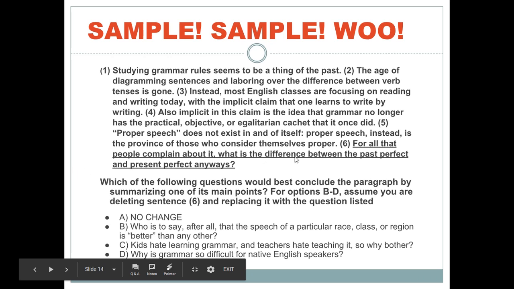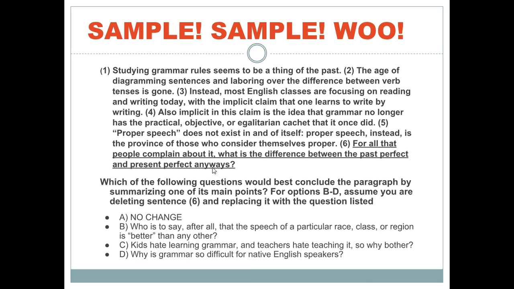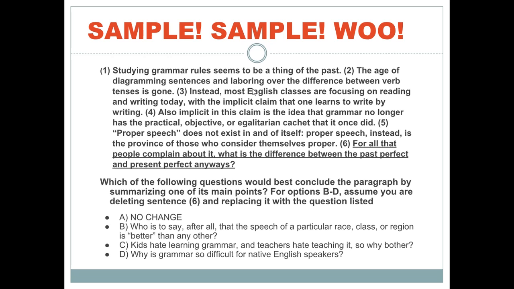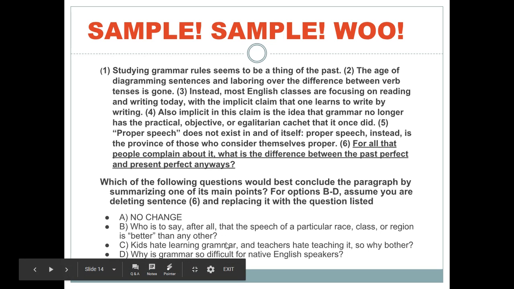For all that people complain about it, what's the difference between the past, present, and present perfect? That doesn't really seem to summarize that whole main idea. That's just like an example of differences between tenses. Option B, who's to say, after all, that the speech of a particular class, region, or race is better than any other? Yeah, that does seem to agree with the main idea we just said about proper grammar, the conventions of grammar sort of being elitist, and just a product of people who consider themselves proper. So that could work.